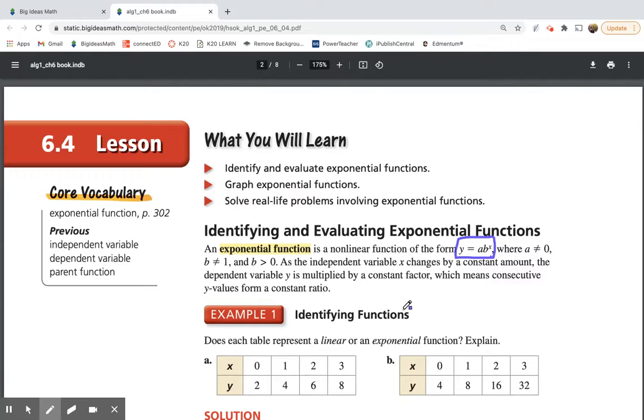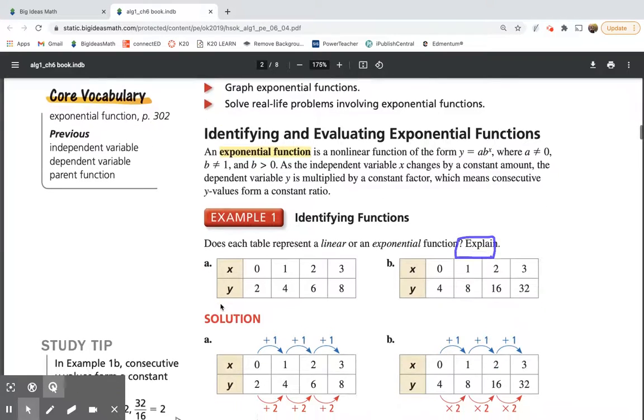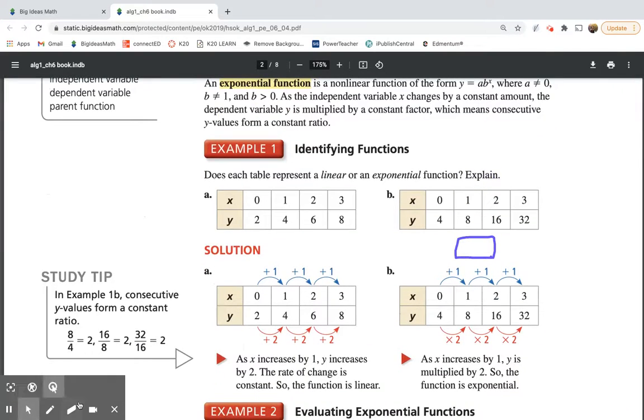Okay, so it says as the independent variable x changes, the dependent variable is multiplied by a constant factor, which means consecutive y values form a constant ratio. Okay, that maybe sounds like a bunch of mumbo jumbo, but we'll dive into an example and hopefully it'll make sense. So they start us off pretty easy.